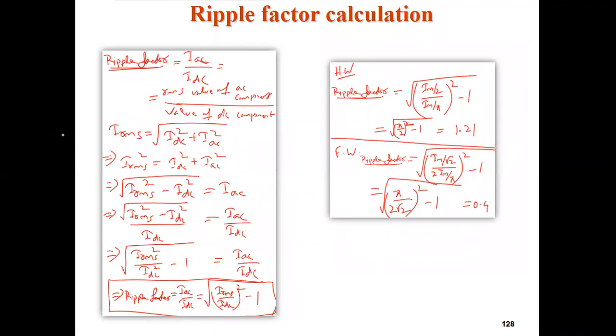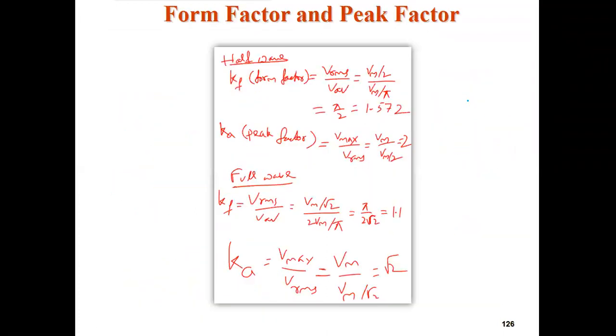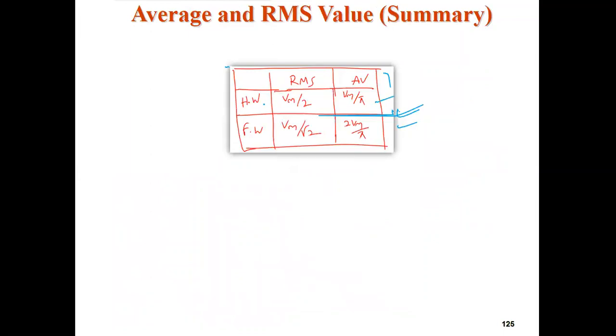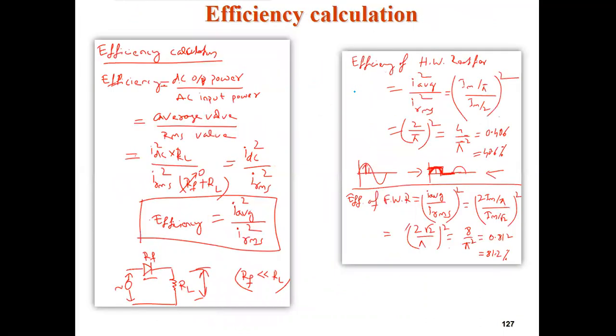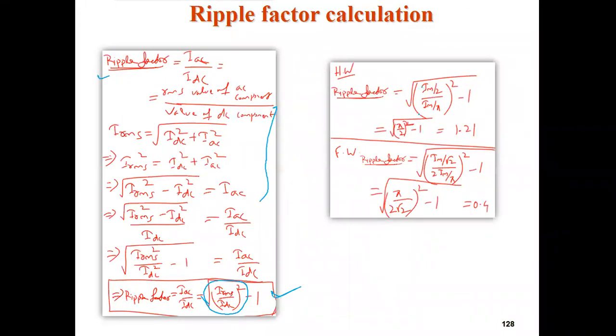The ripple factor calculation equation is solved like this. Finally you will get this equation. If it is asked for the half wave rectifier, then what you will do with this I RMS and I DC is apply it for your half wave rectifier. So whatever RMS value and average value we got in the previous table for the half wave rectifier, I have to put both of them here.